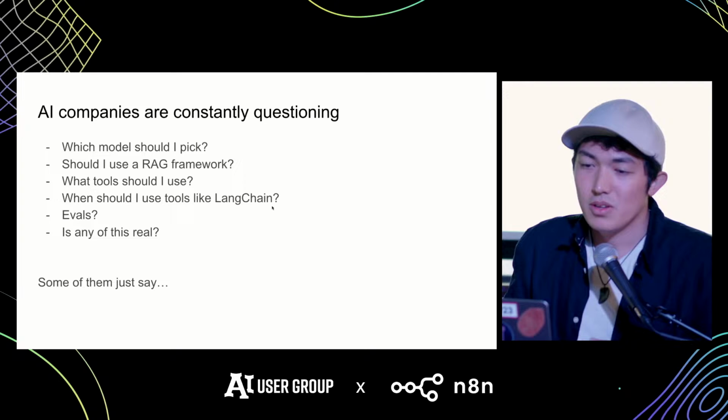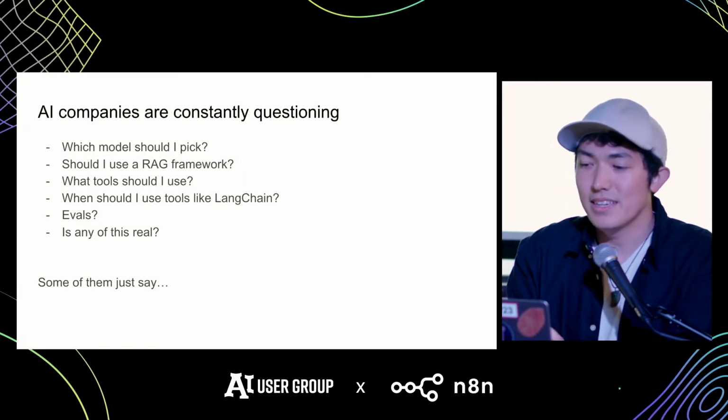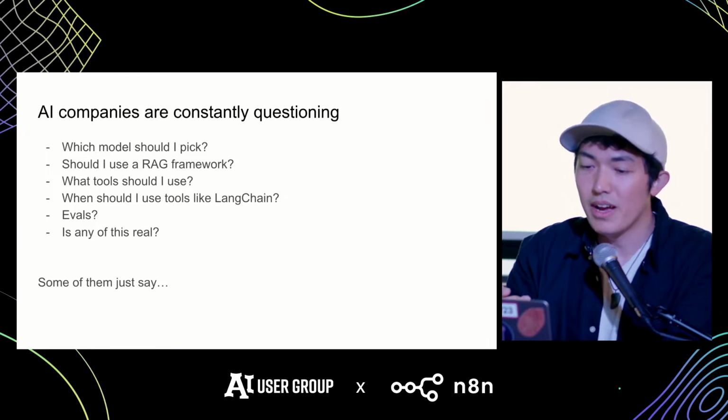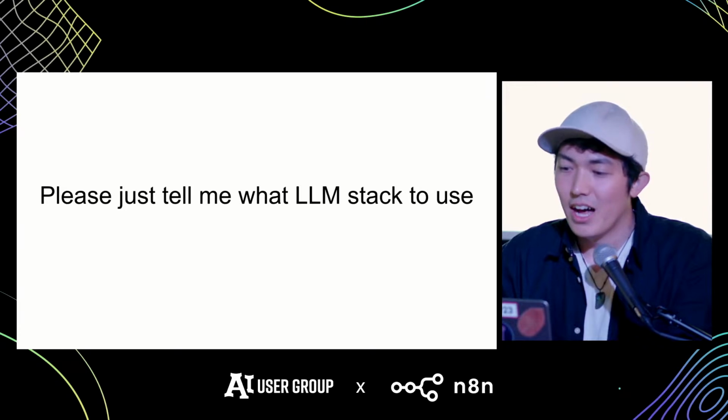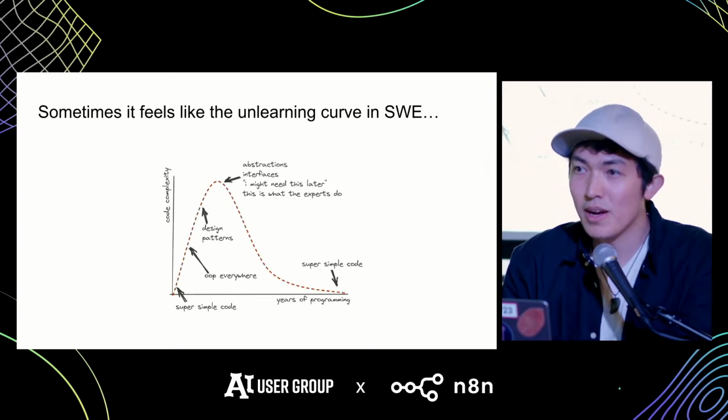And you know, doing Helicone and servicing so many other customers, we always see a ton of questions come up. Like people ask us, what model should we pick? Should we use a RAG framework? What tools should we use? Or should we even use tools like LangChain, evals? Is any of this AI stuff real? And some of them just cut straight to the point and ask, can you please just tell me what LLM stack to use?